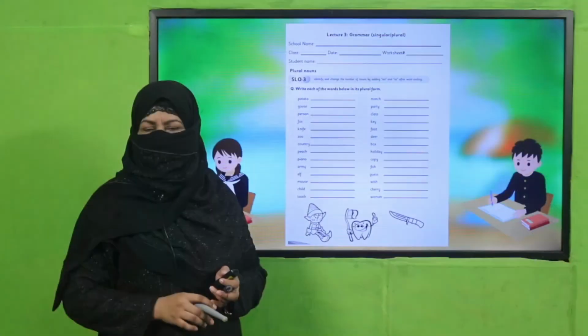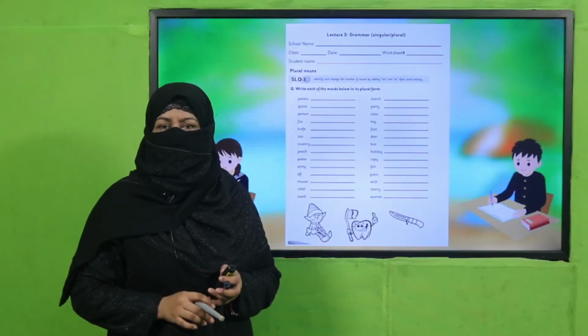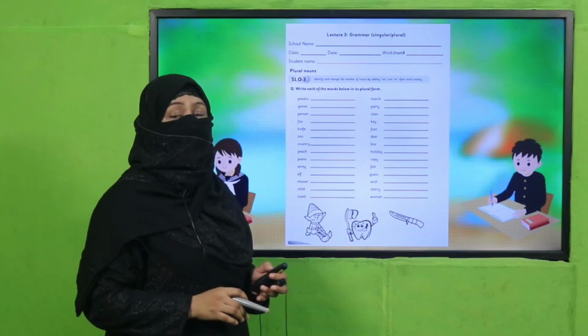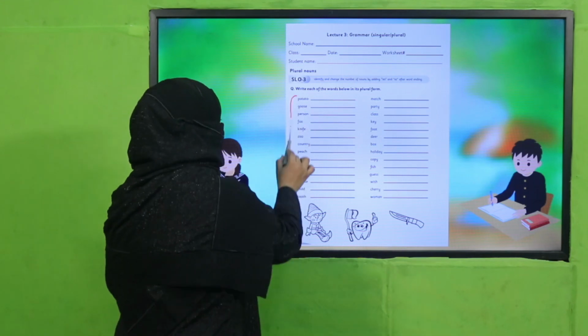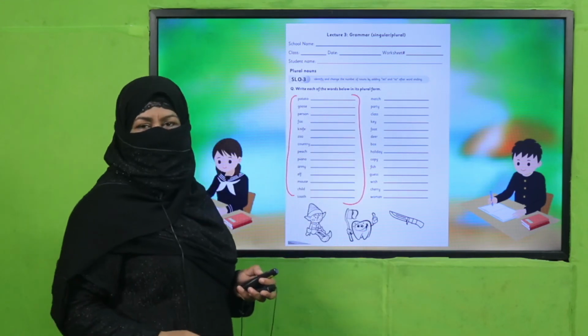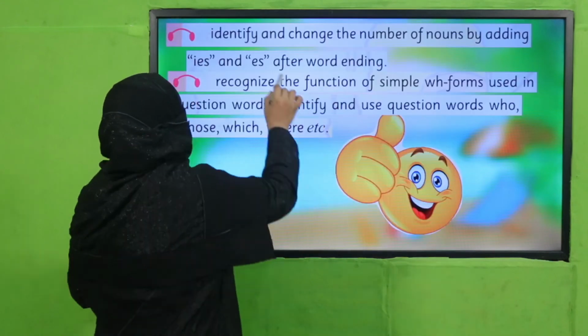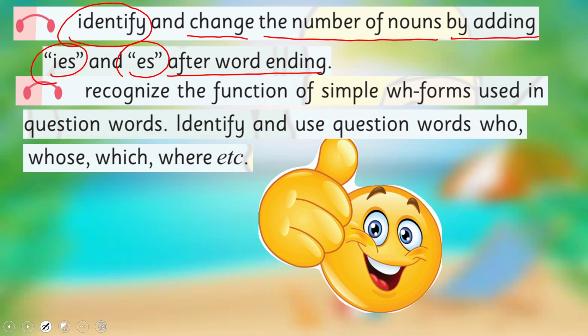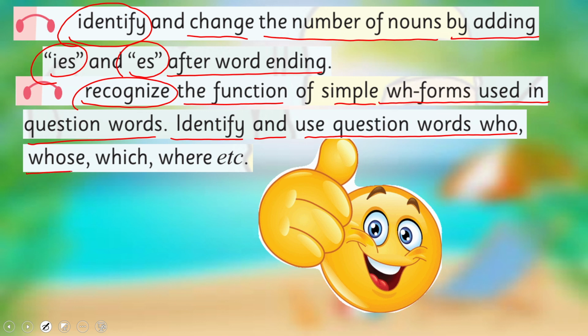This worksheet and PowerPoint presentation will be given below. What are you going to do? Here are nouns, we have to write the plurals. We learned to identify and change the number of nouns by adding IES and ES after words ending. And we also recognize the function of simple WH forms used in question words, identify and use question words who, whose, which, where, etc. Are we done with it?